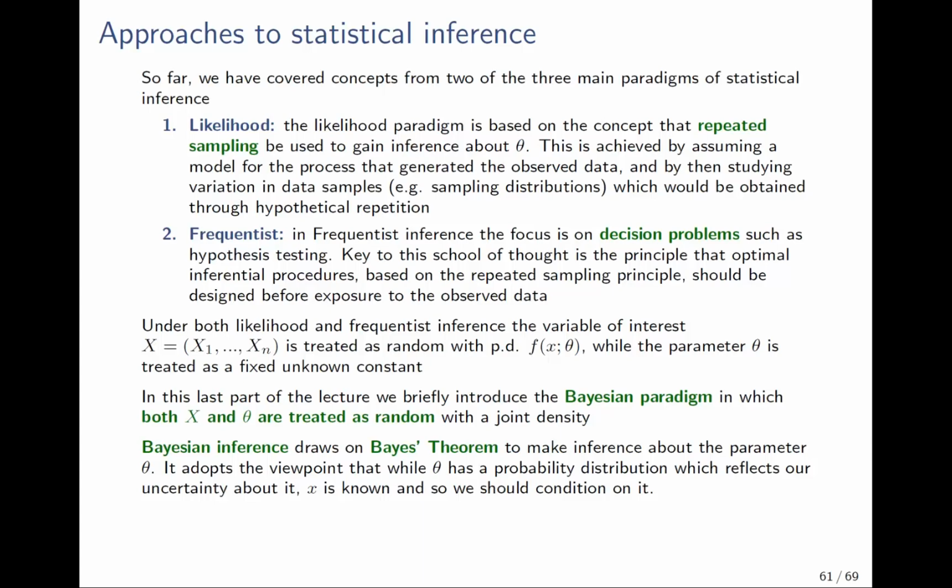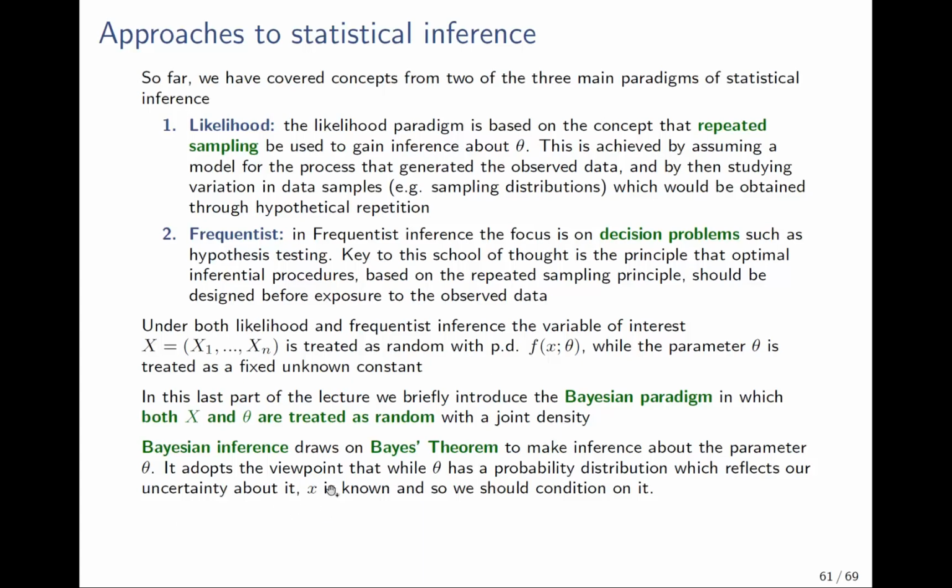Well, the Bayesian paradigm takes a very different approach. Under the Bayesian paradigm, both x and theta are treated as random with a joint density, so theta, the parameter, has a distribution. And Bayesian inference draws on Bayes' theorem to make inference about the distribution of theta. And it adopts the viewpoint that while theta has a probability distribution which reflects our uncertainty about it, the thing we do know is the data, small x, and so we should condition on it.